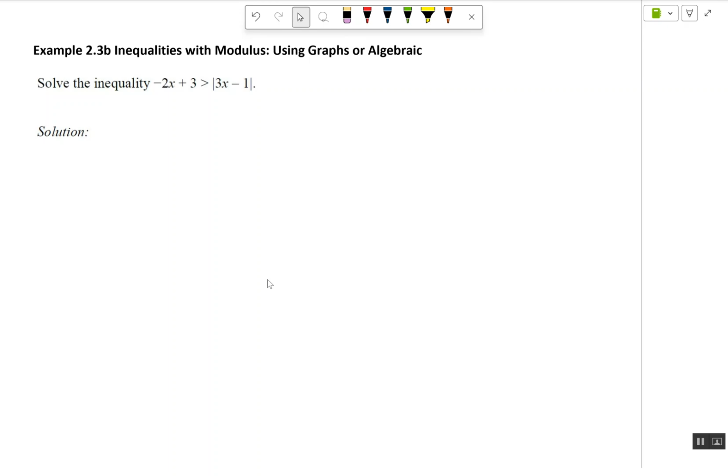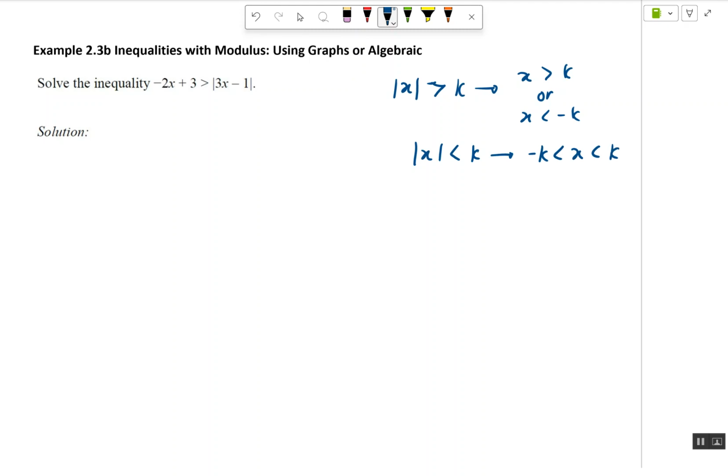In order to solve inequalities with modulus, there are usually two types. The first type is when there's only modulus on one side. Recall, if you have modulus on one side only, it is this concept: modulus x greater than k means x greater than k, or x less than negative k. Modulus x less than k is an in-between inequality, negative k to k.